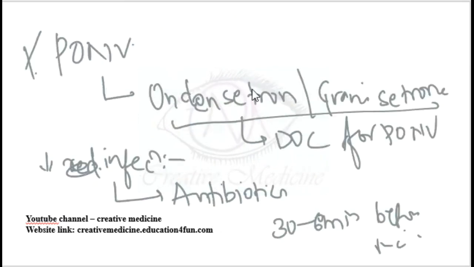In order to prevent post-operative nausea and vomiting, ondansetron and granisetron are given. These are the drugs of choice for post-operative nausea and vomiting. Then fifth is to decrease infections. Infections are decreased by antibiotics, which are given 30 to 60 minutes before the skin incision.